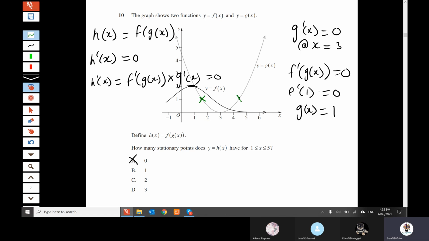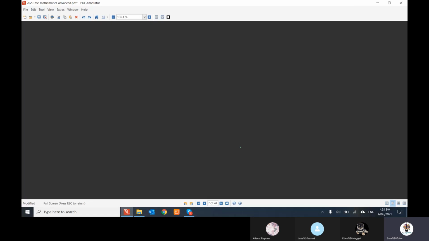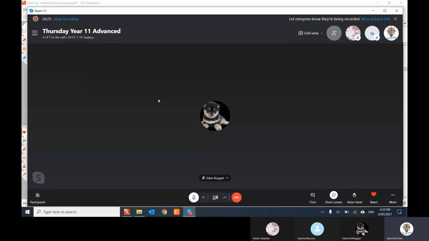1 and 2. So how many times would you be able to solve this one? Technically, twice. You're going to get two different solutions. What would the solutions have been? X equals 1.5, x equals 4.5. So altogether, how many stationary points would you be able to find? 3. Wait, where did you get the 1.5? Well, technically it occurs at that. Roughly, I'm just taking a guess. Stop the recording.